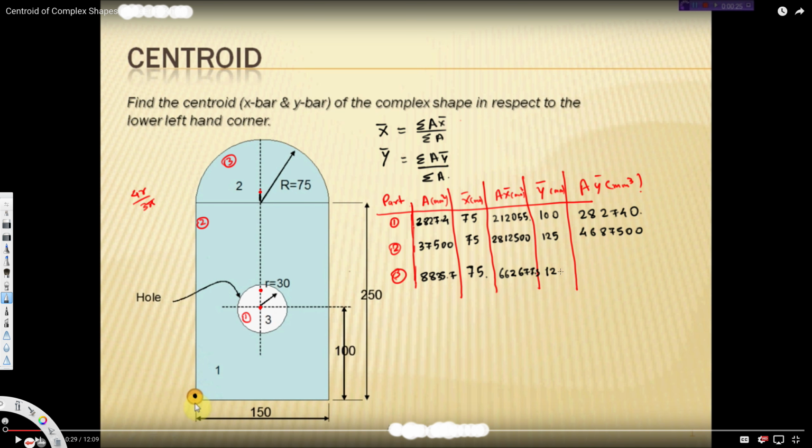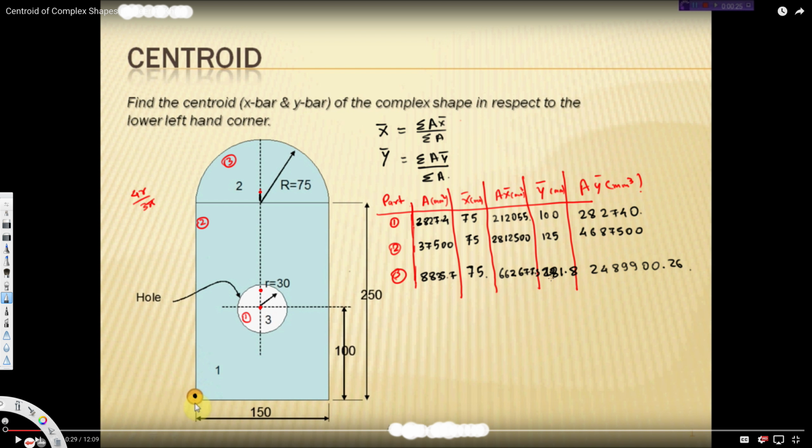120. No, it's 281.8. And if you multiply this one with A, you will get 2489900.26. So this is going to be the A y bar.